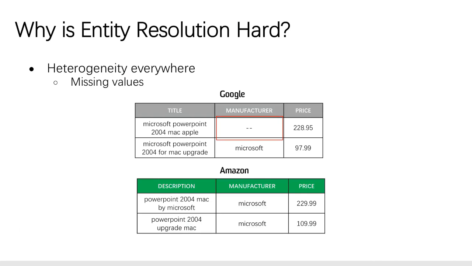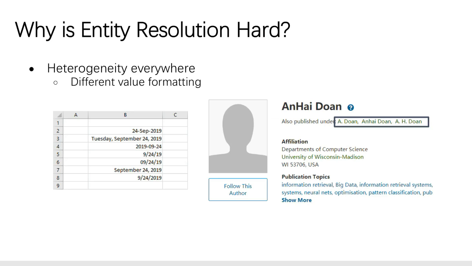erroneous values, which means wrong values. Sometimes we also have another problem with the value, which is the missing value. This is again from a real benchmark dataset, where the first product, the Microsoft PowerPoint 2004 Mac update, Mac Apple, does not have any manufacturer. So this creates some problems for us to identify whether two entity descriptions refer to the same entity or not.